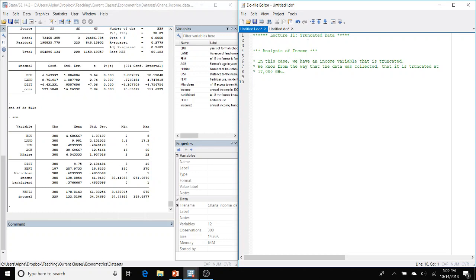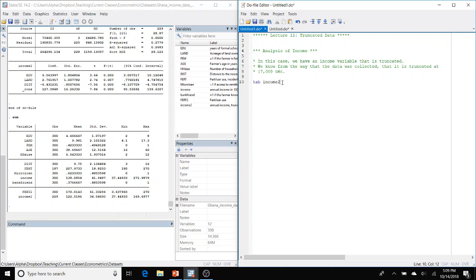Now, when we have truncation, basically it can look two ways. One way is where we just don't have any information at all on the people that have more than the threshold. In that case, our data set would be entirely constrained to people that have less than 17,000 Ghana cedis. Or it might be that we're missing just the dependent variable for people that have more than 17,000 Ghana cedis. In that case, we can see this, and that's actually what I have here. So in this case, it's called income 2.